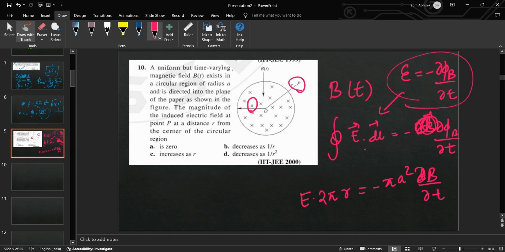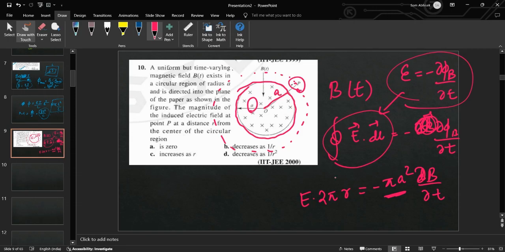Why 2πr? Because this loop is up to the distance P. This EMF is up to the point P, while the area is the area in which the magnetic field is present. You might ask why we didn't take this as πr squared. We take πa squared because the magnetic field exists only up to radius a, but we have to find the electric field up to point P, which lies on a Gaussian surface of radius r.